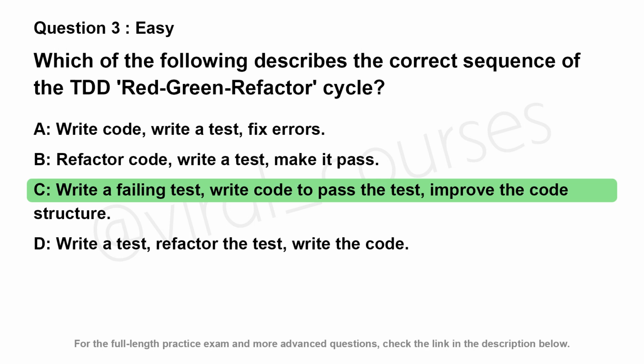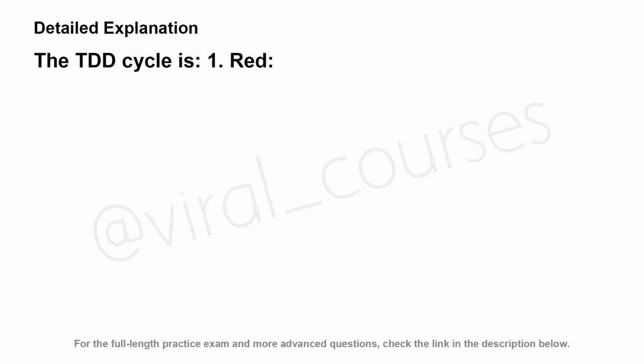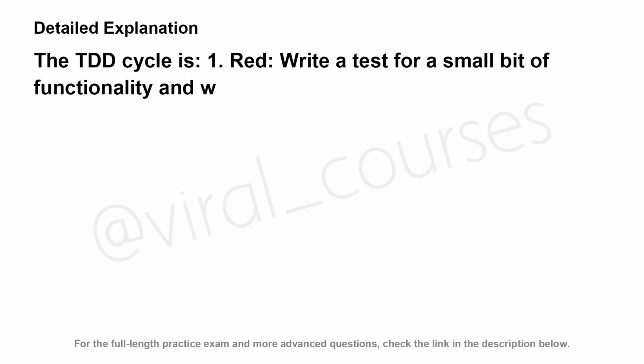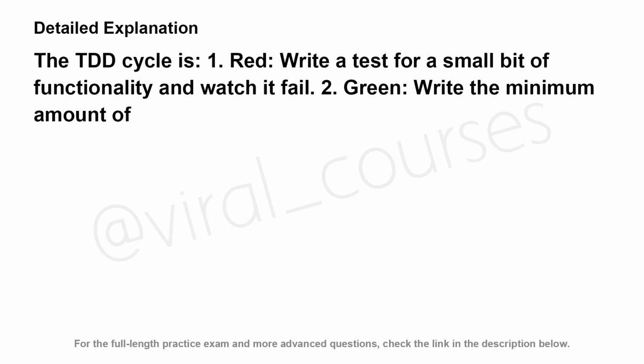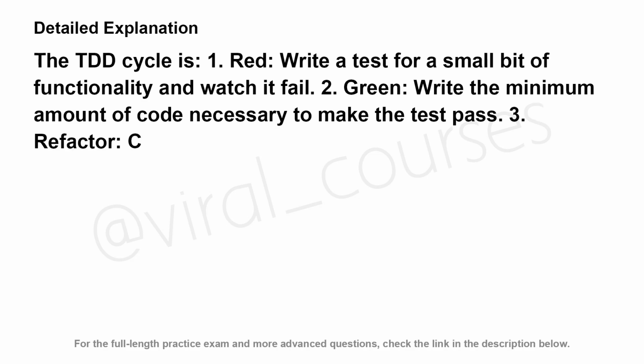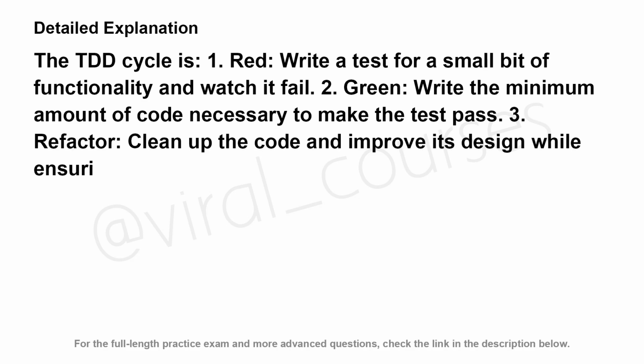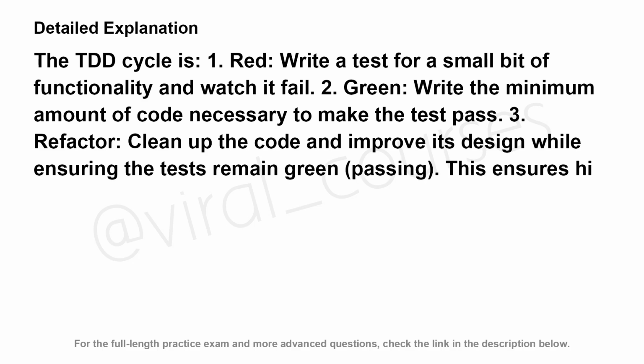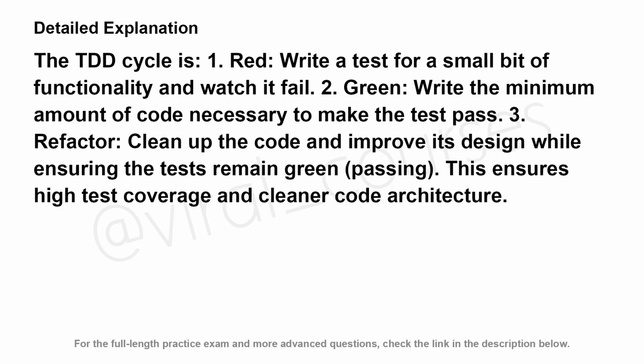The correct answer is C. The TDD cycle is: 1. Red. Write a test for a small bit of functionality and watch it fail. 2. Green. Write the minimum amount of code necessary to make the test pass. 3. Refactor. Clean up the code and improve its design while ensuring the tests remain passing. This ensures high test coverage and cleaner code architecture.